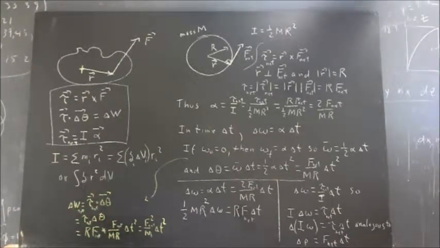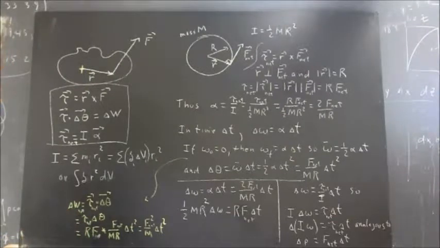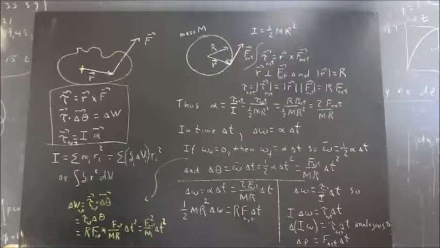We can check, and it's always a good idea to check at a point like this, to make sure that we have the right dimensions. This is work, so it's got to be in joules. So net force squared over mass times delta t squared should be in joules. And you can check to see that it works out.